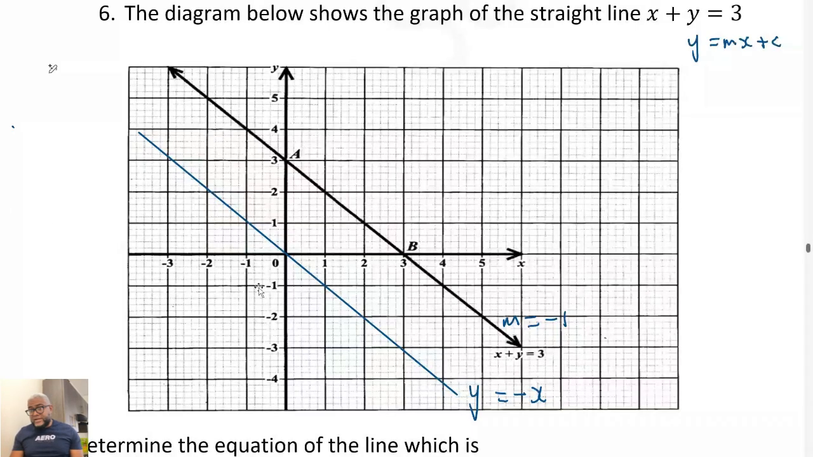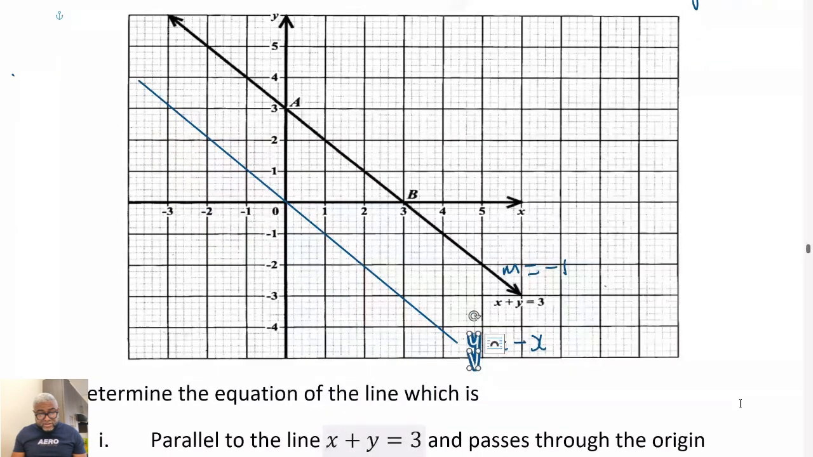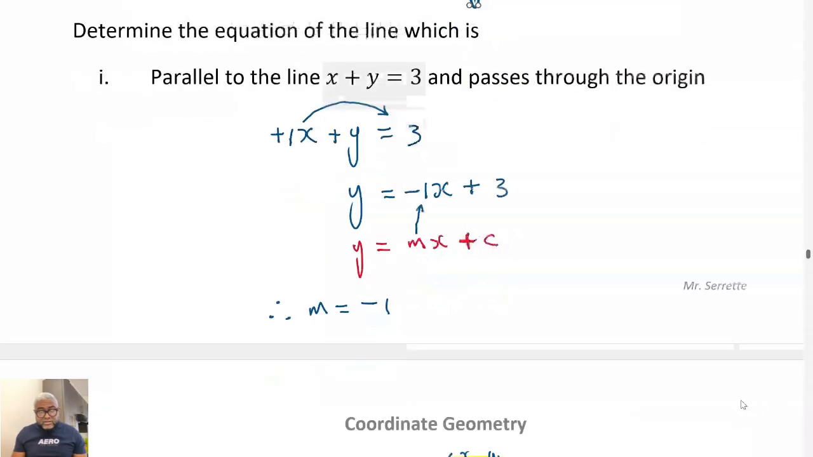Right. So everybody good there? Okay. We have the two equations of the lines here, right? Well, this is the equation that we were looking for. This is the one we worked towards. So let's scroll down.